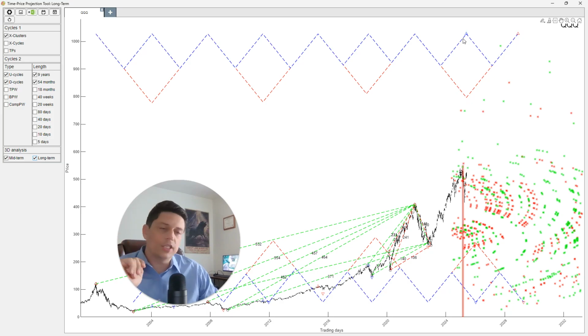But the main point I'm trying to relate here is that once this top is put in place, the next move down on the Nasdaq and other indices will be into this particular low that is scheduled to arrive in early 2026. Now, this is very important. Take this into consideration as well.